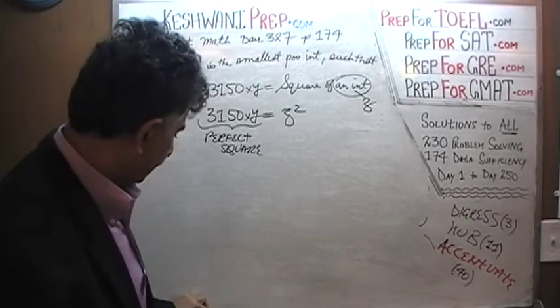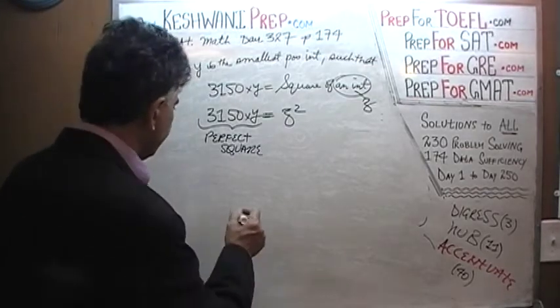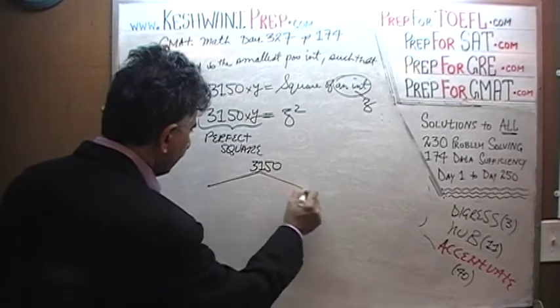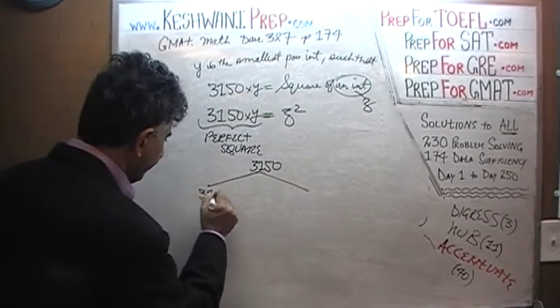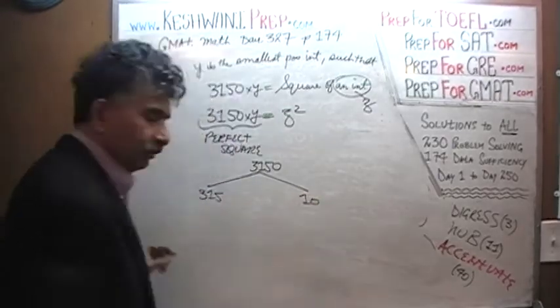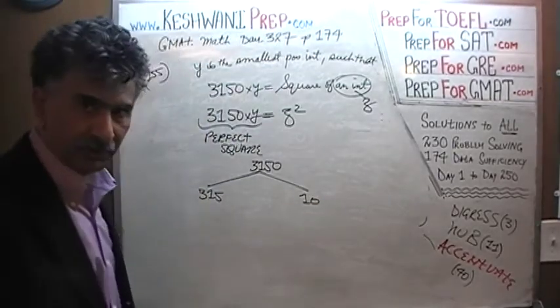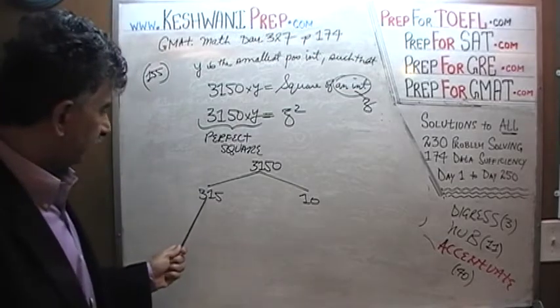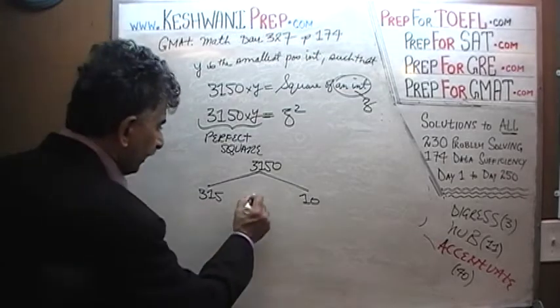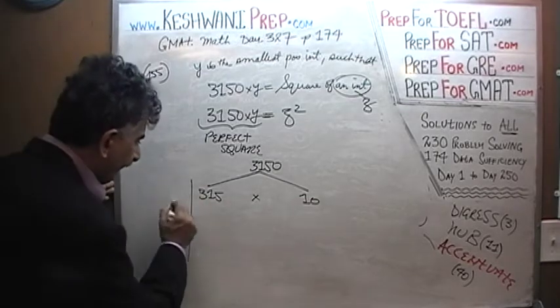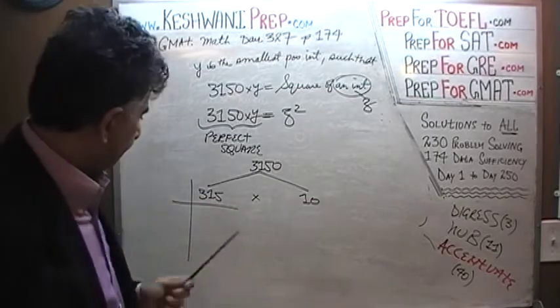Let's find out. We have 3150 here. Let's break it up into 315 and 10 so that we don't have to deal with the huge number together. 315 times 10 is going to be 3150. Let's find the factors of 315 first.